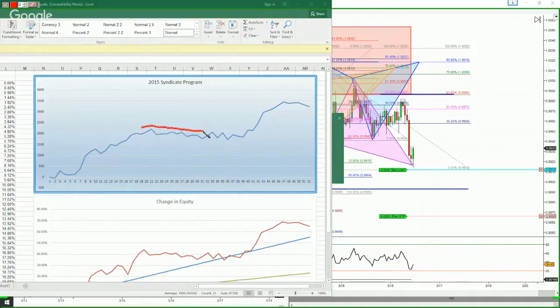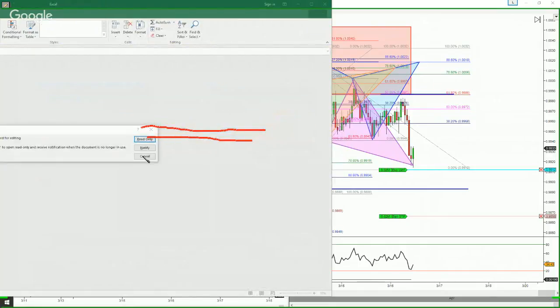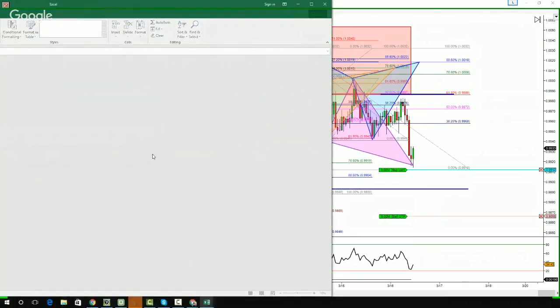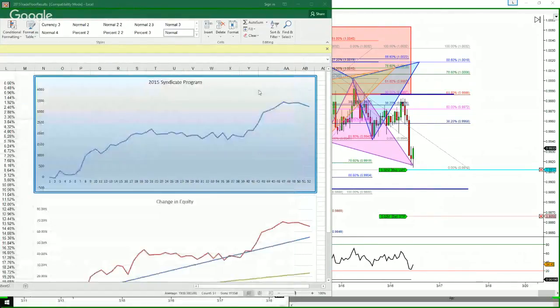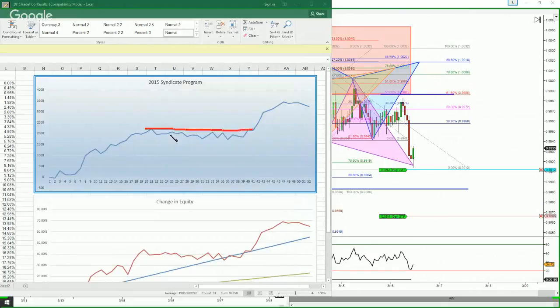This was our summer last year, right? We refused to make new equity highs for 20 weeks, I think it was. Sorry, I loaded this thing up like 8 times. Bang. We refused to make new equity highs for like 20 weeks. From week 20 to basically week 41, we just went sideways a little bit down.